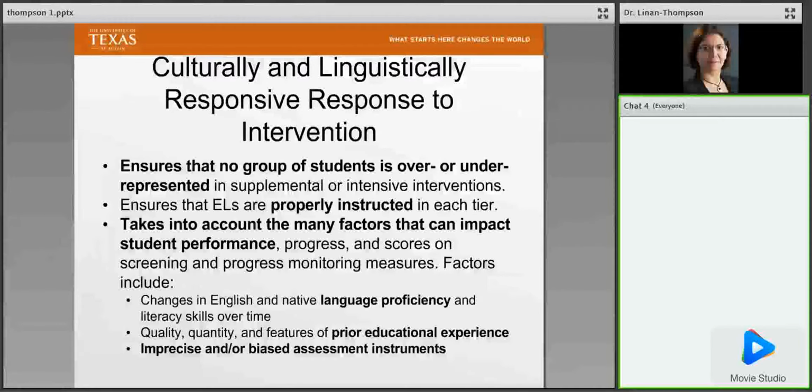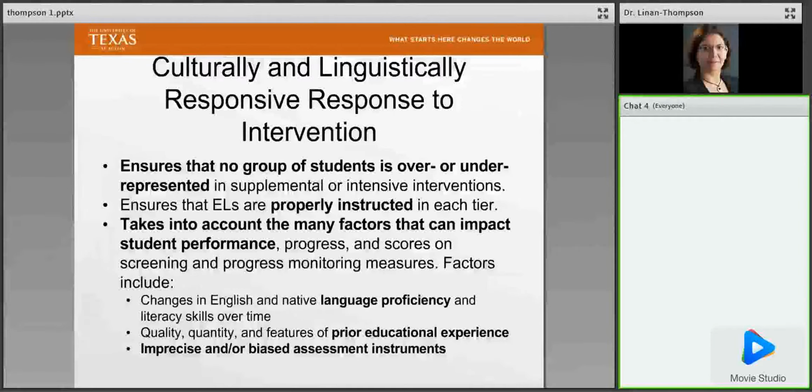And part of it is that we still don't have really good data that tells us what is normal development if you're learning in your second language, and what is not normal, right? What is below average and should be an indication of concern. And we also sometimes fail to take into account the quality, quantity, and features of prior educational experience.